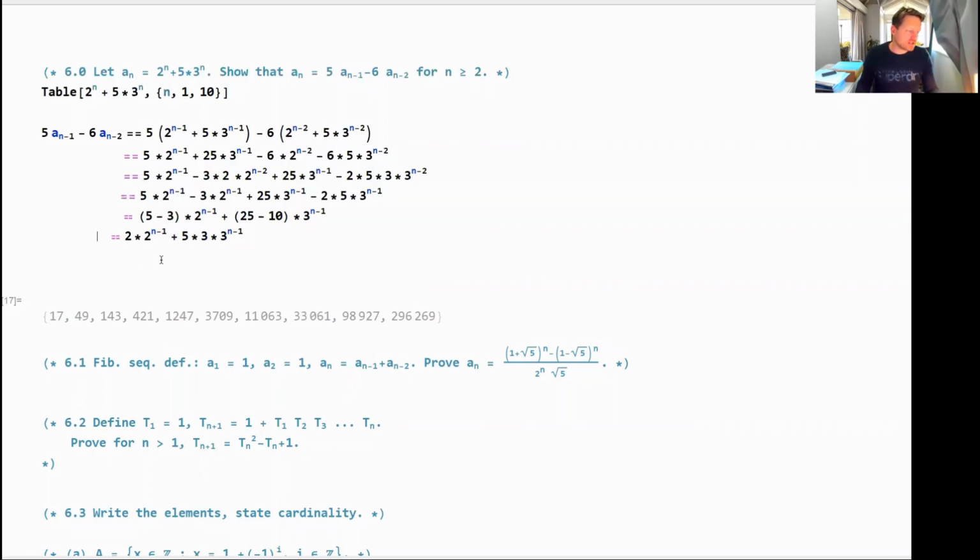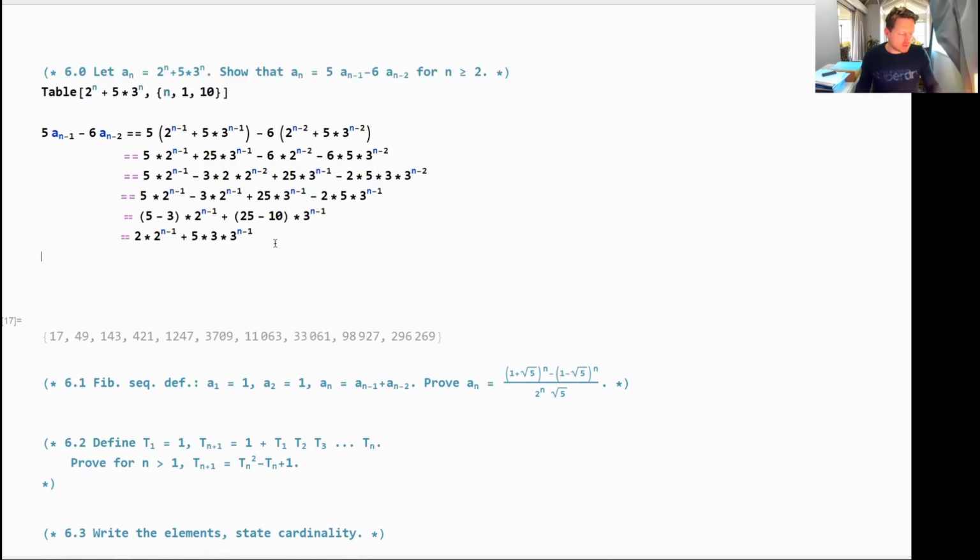And then you can see that we next get 2 to the power of n plus 5 times 3 to the power of n. Okay. All right, so we've just done some simplification of this.